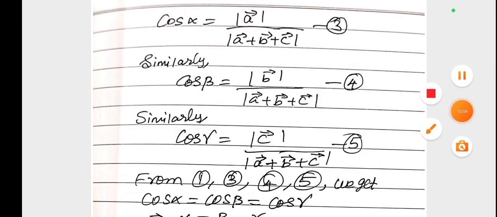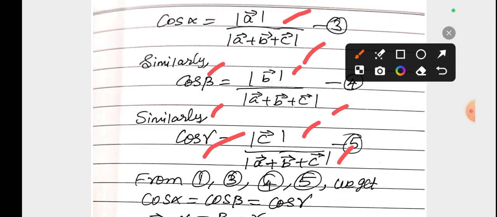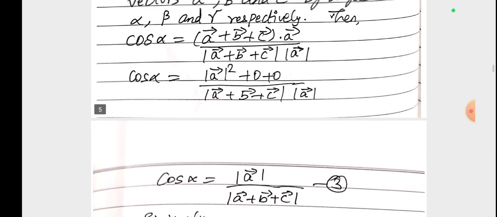cos alpha equals magnitude of A vector by magnitude of A vector plus B vector plus C vector. In the same way, cos beta we can find as magnitude of B vector by magnitude of A vector plus B vector plus C vector. Similarly, cos gamma is magnitude of C vector by magnitude of A vector plus B vector plus C vector. So if you equate this, the third, fourth, fifth equations, and also the first equation.